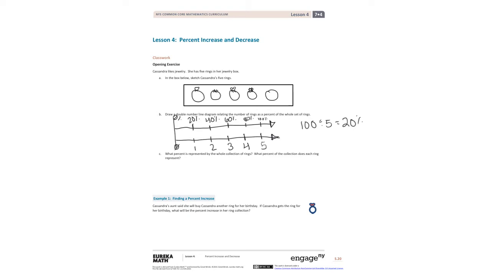So what percent is represented by the whole collection of the rings? So what percent of the collection does each ring represent? Well, all 5 of the rings equal 100%, and then the part, which is each ring, equals 20%.